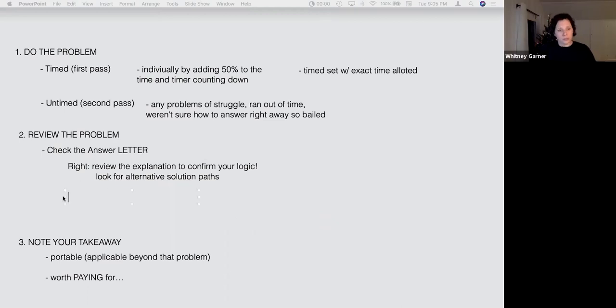If you got it wrong, if it is verbal or QC, you're going to start with a reverse engineer, or try to. So can I reverse engineer it? Maybe. That would be awesome. If not, or for all other quant questions, use the explanation as a hint, or in other words, a series of hints.